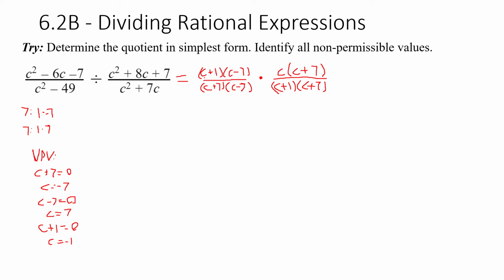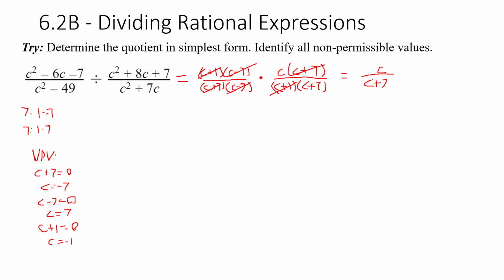Now let's simplify anything from the top and anything from the bottom that are shared. So we've got a c plus 1 and a c plus 1. We have a c plus 7 and a c plus 7 and a c minus 7 and c minus 7. And we're left with a c over c plus 7. And that's as far as we can go.